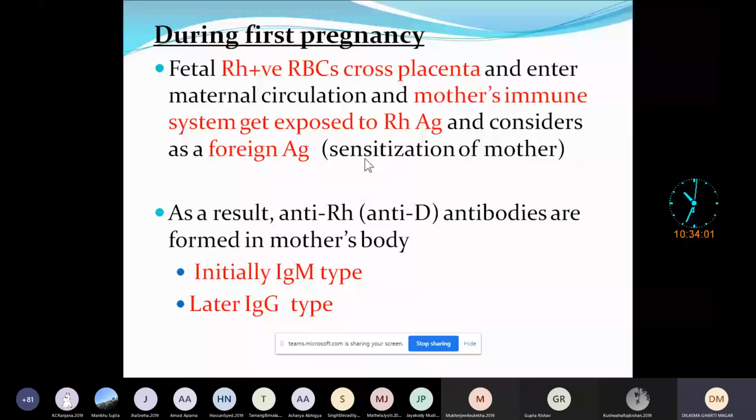As a result, anti-Rh or anti-D, that is the immunoglobulin G type, I told you, isn't it so? These antibodies are formed in the mother's body. Initially, whenever the initial sensitization happens, there will be the immunoglobulin M type, and later on it becomes the immunoglobulin G type. Understood here? Depending upon molecular weight, the immunoglobulin M type will not cross the placental barrier, but the immunoglobulin G type can cross the placental barrier, and it can lead to the lysis of the RBCs. This slide is clear?